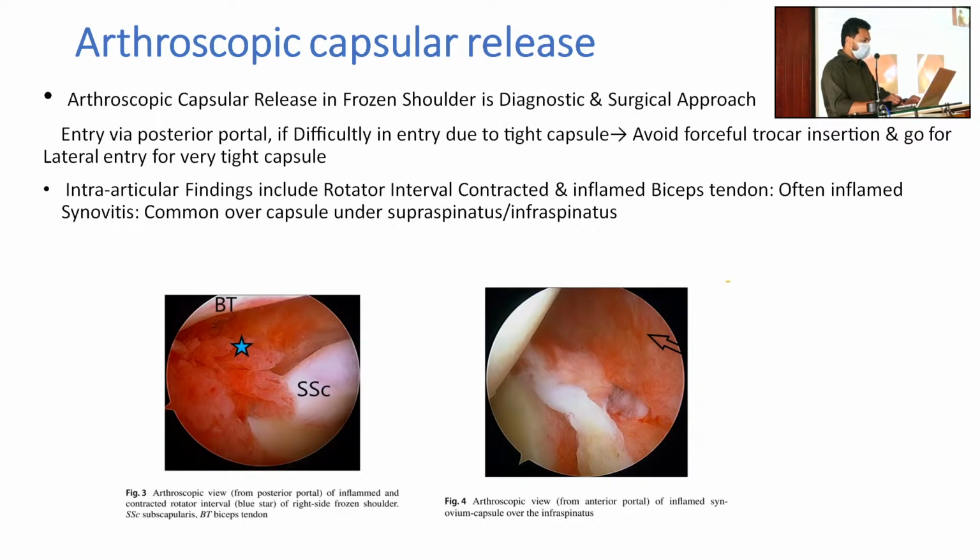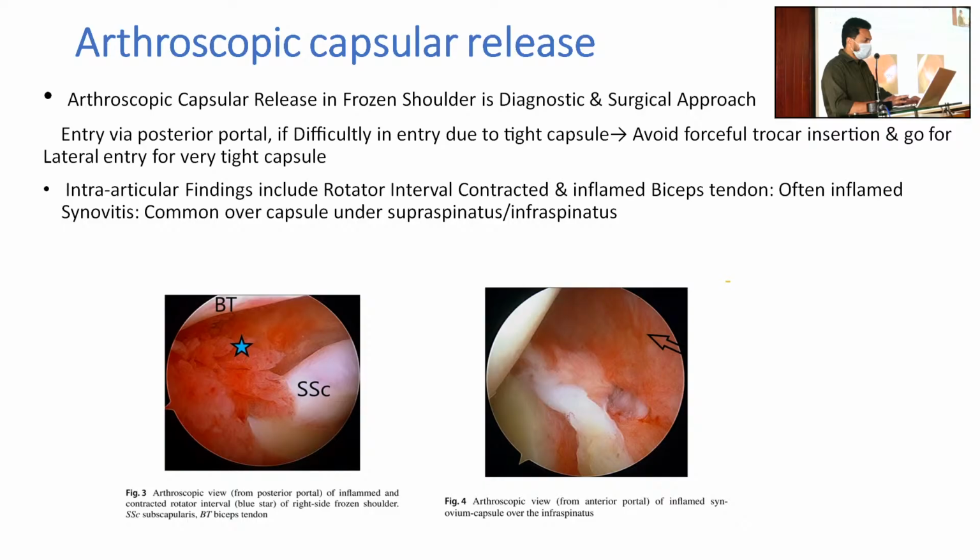The arthroscopic capsular release in frozen shoulder is a diagnostic and surgical approach. Entry is taken by the posterior portal. If there is difficulty in entry due to a tight capsule, you should avoid forcible trocar insertion and go for lateral entry for very tight capsules. Intra-articular findings include a contracted rotator interval, an inflamed biceps tendon, and often inflamed synovitis, common over the capsule under supraspinatus and infraspinatus.